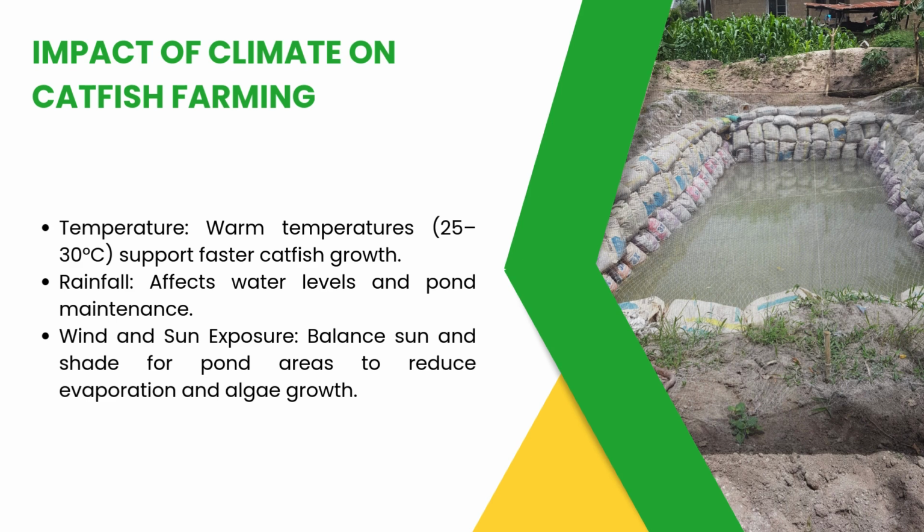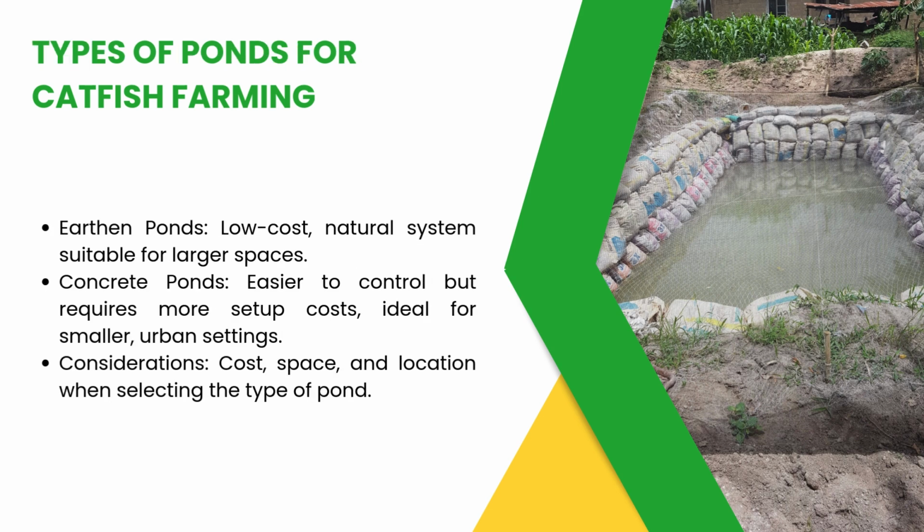Temperature, it's always good to ensure your temperature is between 25 to 30 degrees, so that it can support your catfish growth, which is why as a catfish farmer you should have a thermometer, so that from time to time you can check the temperature and balance it for your fish.